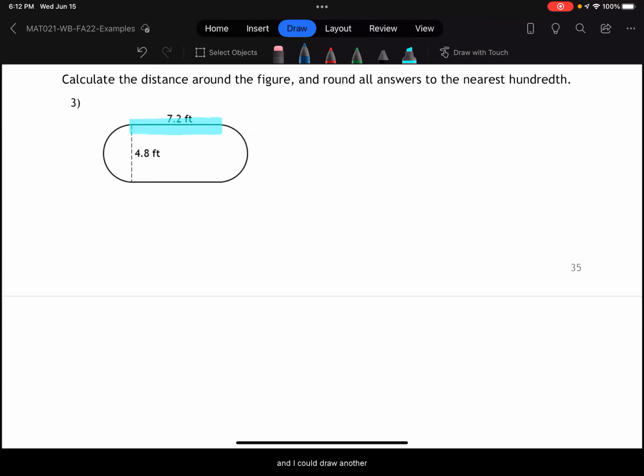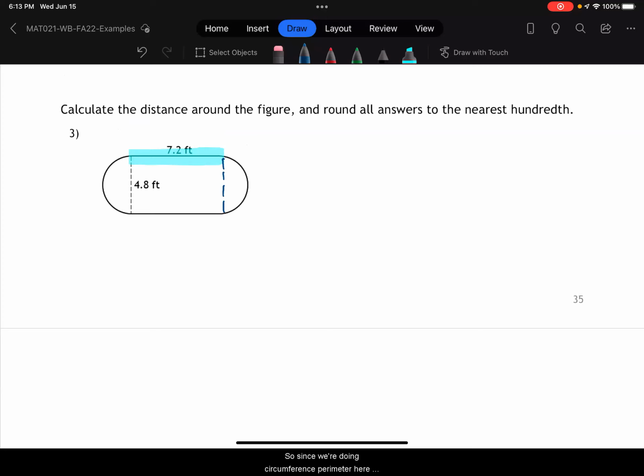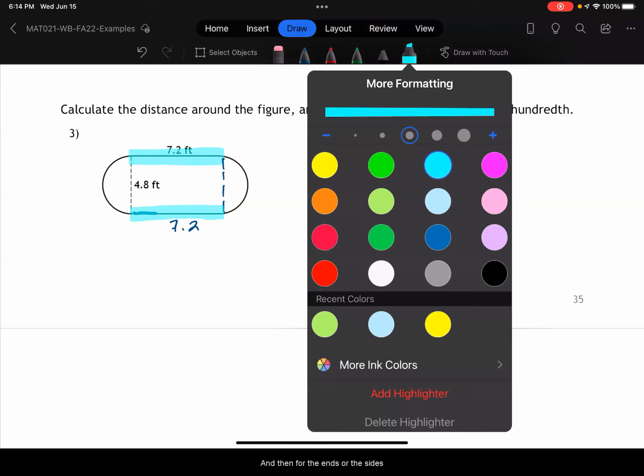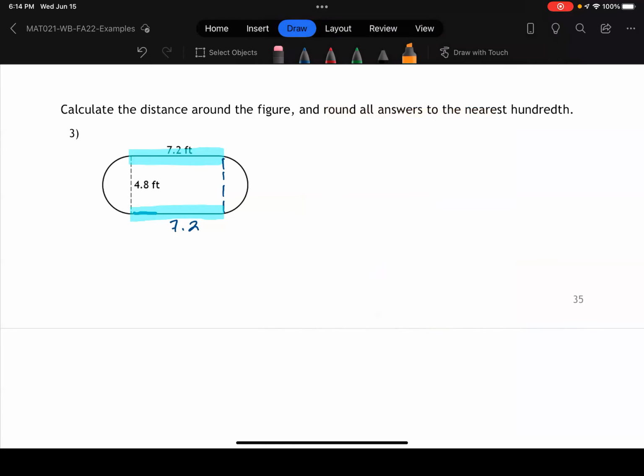because basically what we have here are circles on each end of a rectangle. Since we're doing circumference and perimeter here, you need to be careful, because we're only going to be using the numbers on the outside. So I will use the 7.2 feet at the top. I'll also have down here on the bottom of our figure another 7.2. And then for the ends, since they're curved, that curve is part of a circle. So I'm going to have to use circumference to determine that.